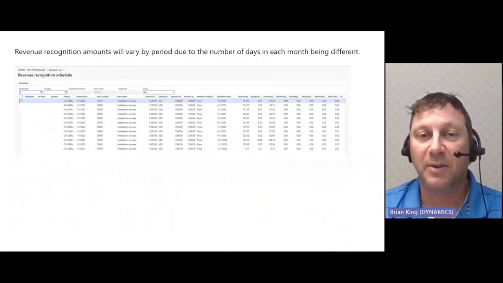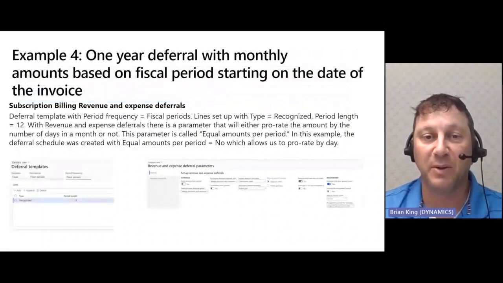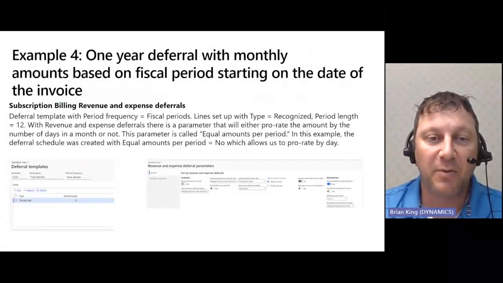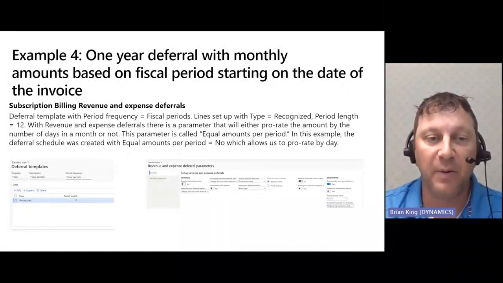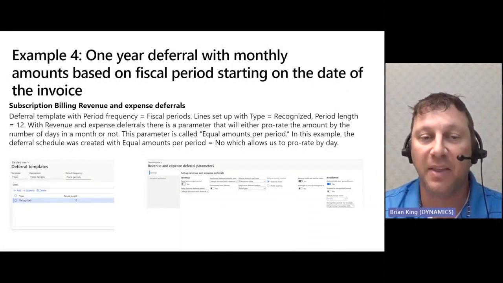To set this up on the subscription billing side in revenue and expense deferrals, we'd pick a period frequency of fiscal periods, like you see in the deferral templates form there. And then we have the type of recognized again, and then our length of the number of periods.